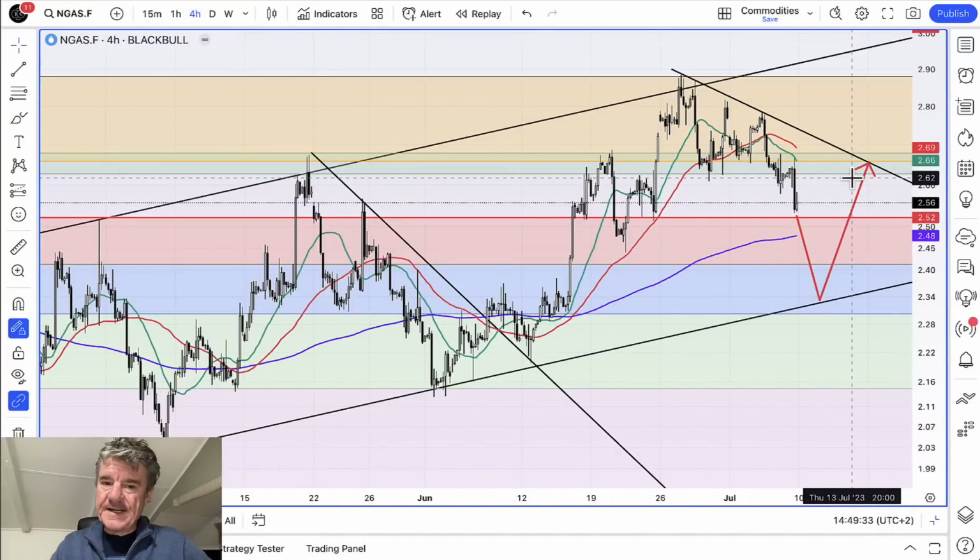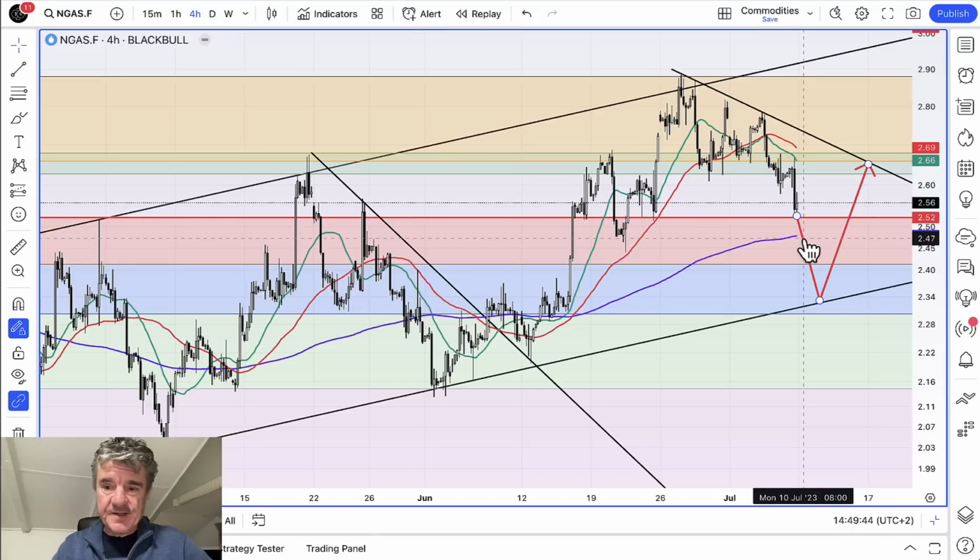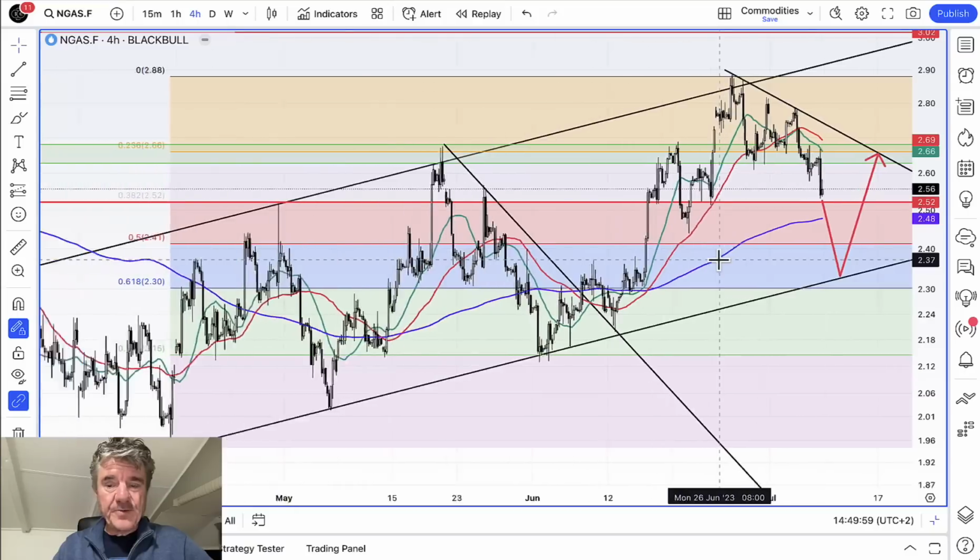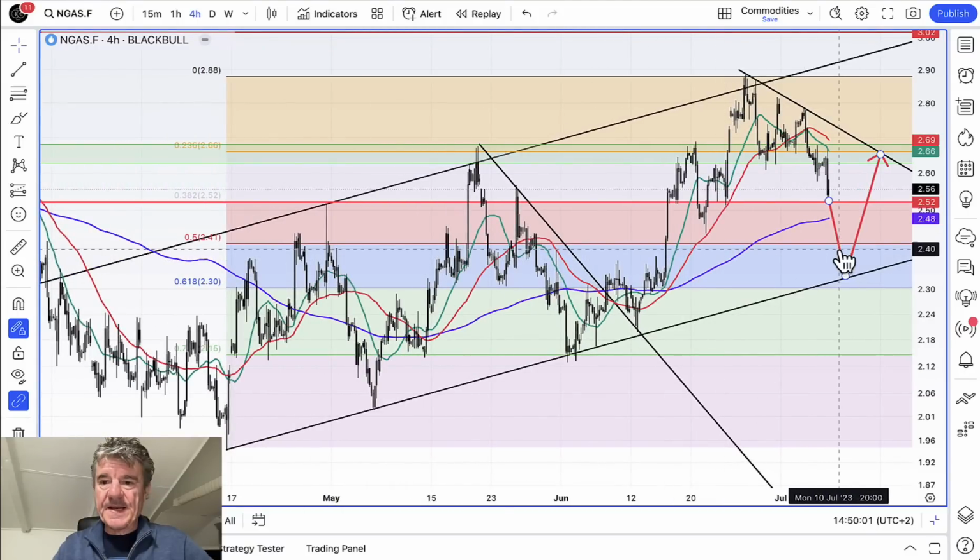Looking at it from a purely technical point of view, it looks to me like we've got some bearish momentum. We may gap down into the open, perhaps down to $2.48 with the 200-period moving average on the 4-hour chart, and then maybe down to this channel bottom over the next day or so, down to about 2.35, perhaps 2.40, which is the 50% Fibonacci, and then a move back up.